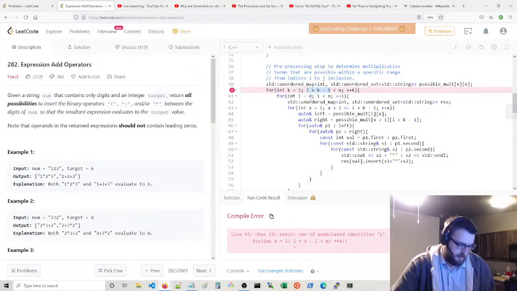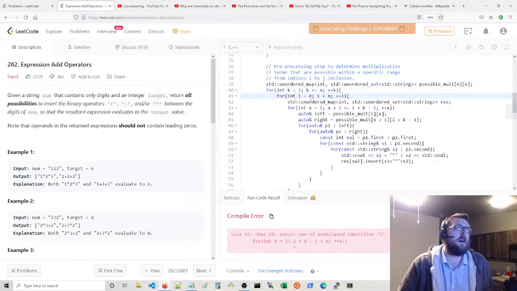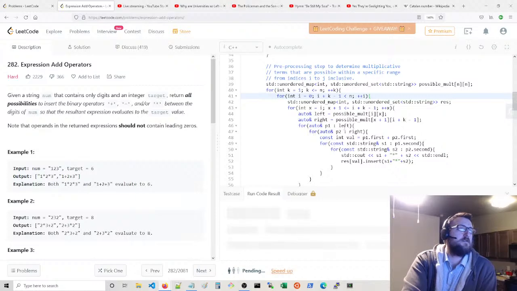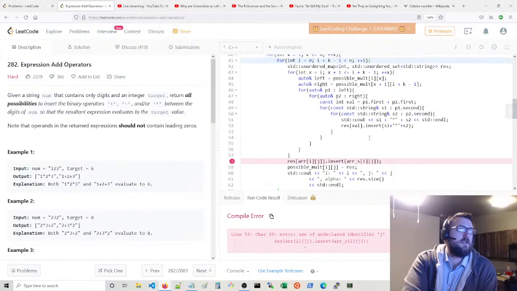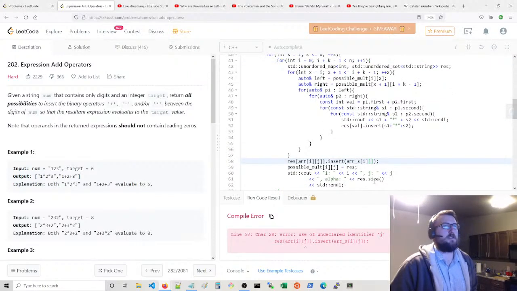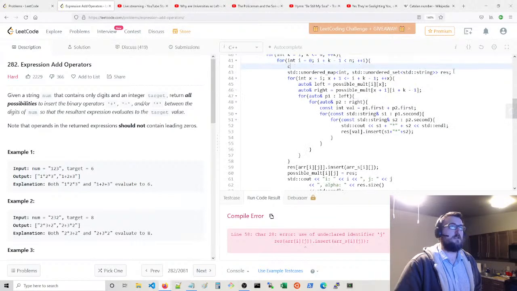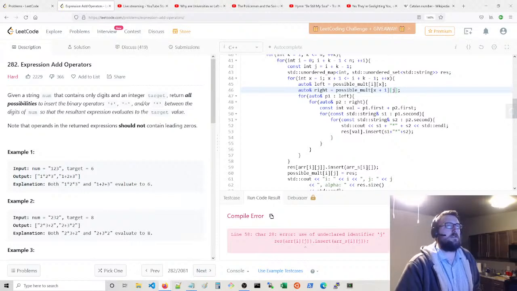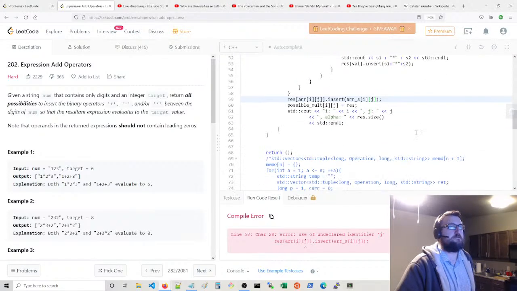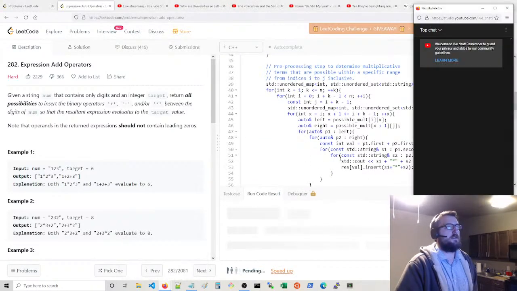k is less than or equal to n. I did this wrong. So k is less than or equal to n. And then now i plus k minus 1 is less than n. That makes more sense now. Yeah, I think that's what we want. Undeclared identifier j. We said j is effectively i plus k minus 1. We can rewrite that as j. So here we know what j is. Here we know what j is. In all these spots we know what j is. It's the second index that's larger than i.